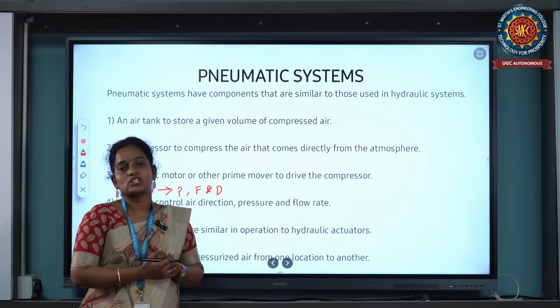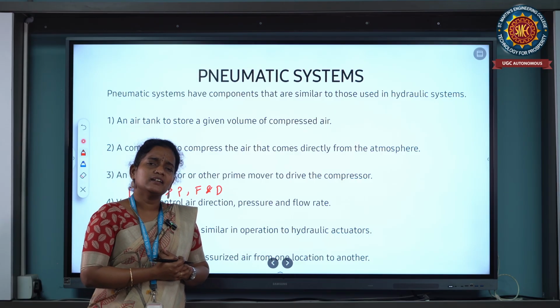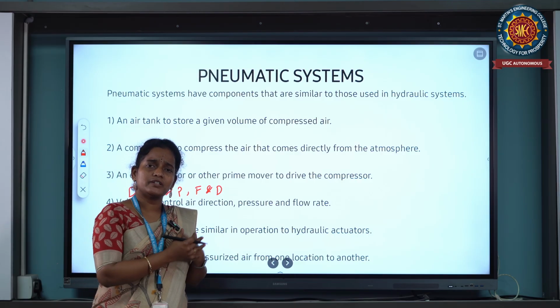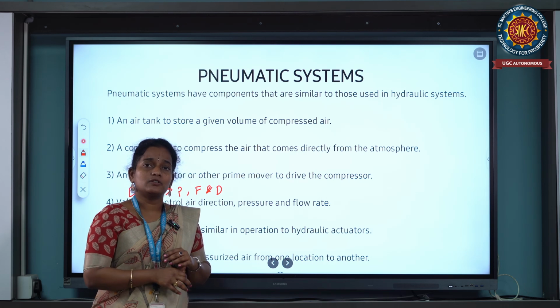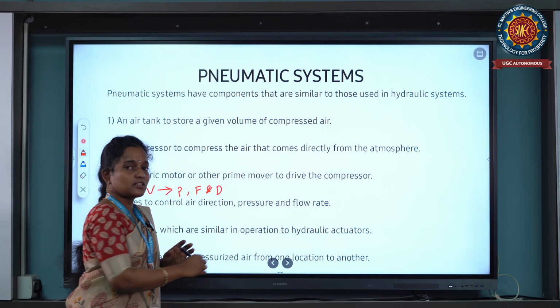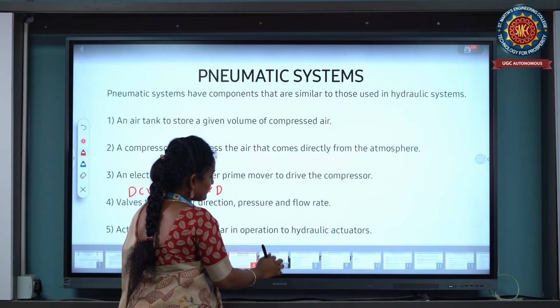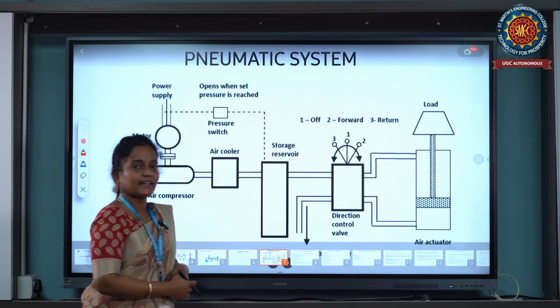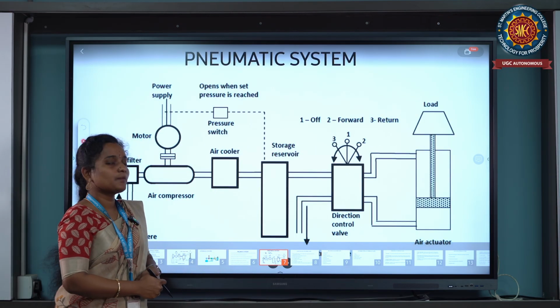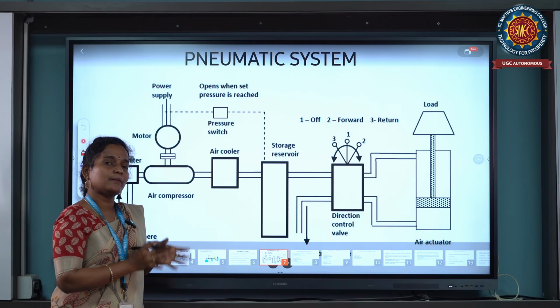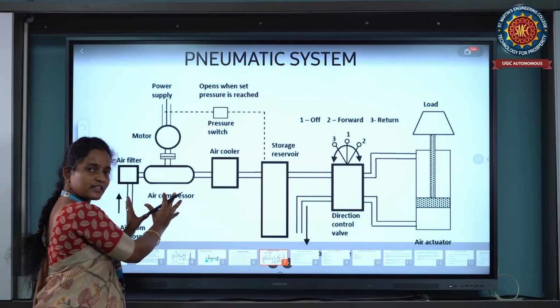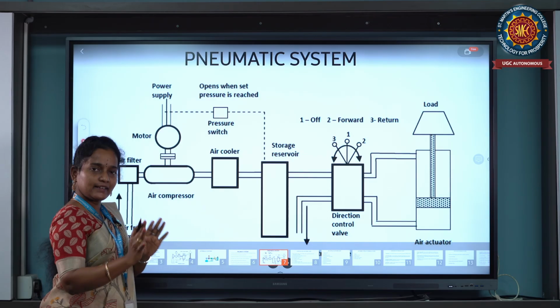That is a piping system. Generally, the piping system is also used in the hydraulic system. It is also the same. Okay, next one. So this is a schematic diagram of a pneumatic system. It is also the same as the hydraulic system. Once you observe this diagram, you get a clear idea about this.